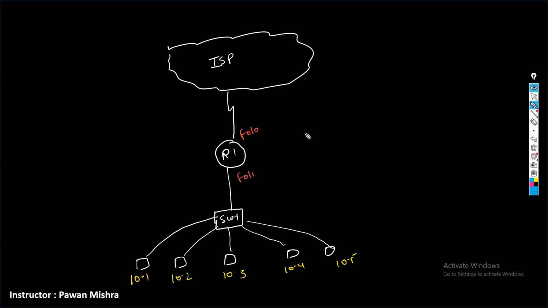So this F0/0 interface having IP address, let's say it is 192.168.20.1. And this interface having IP address 192.168.10.100. It means this 10.100 is the default gateway of every PC. Every PC having this default gateway 10.100, right?